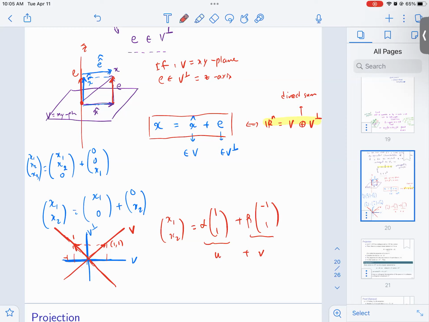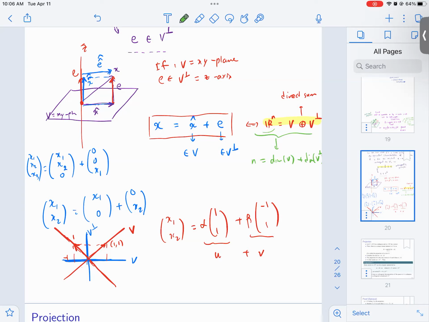From this, you should see the complementary role that plays. What is the relation between the dimension of V and the dimension of V perp? Can anyone guess what the relation is? Yes, exactly. This suggests that the dimension of this side, n, is the dimension of V plus the dimension of V perp. That happens when you have a direct sum, an orthogonal sum.